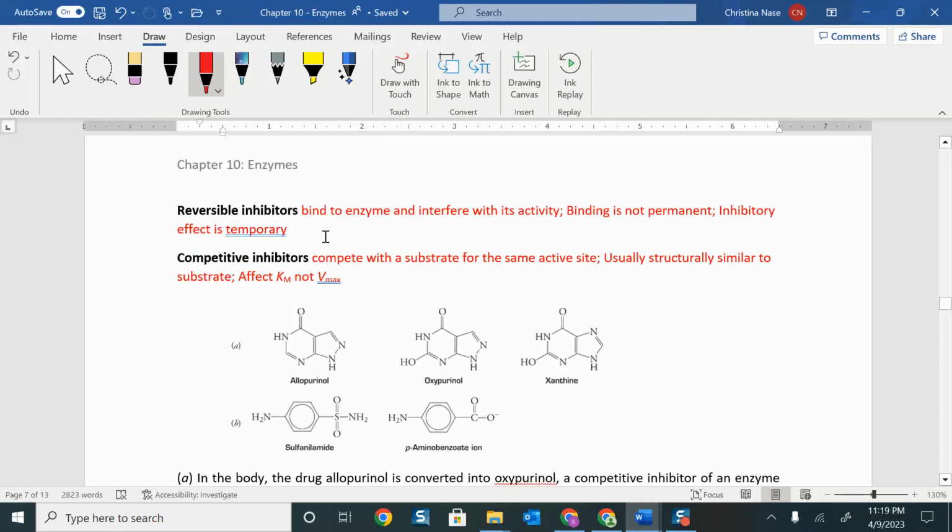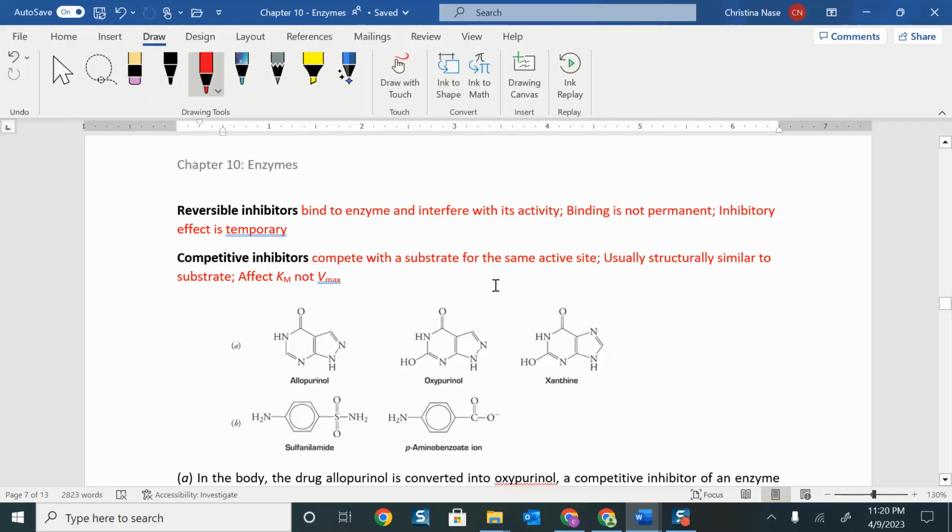You can also have reversible inhibitors, and they're going to bind and then just interfere with that activity, but the binding is not going to be permanent, and the inhibitory effect is just going to be temporary. So with reversible, it's going to bind, and then it will not bind anymore, and then your enzyme is going to be fine. The enzyme is unharmed in that case, but it also only has a temporary effect on whatever reaction you're trying to inhibit. Then you have competitive inhibitors and non-competitive inhibitors.